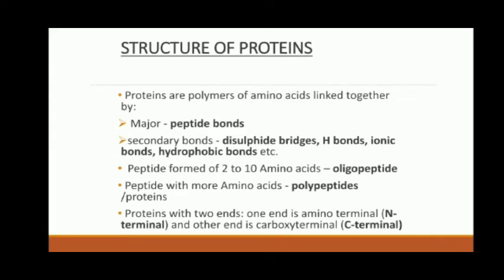As you know, proteins are biological molecules formed by the polymerization of amino acids. So proteins are polymers of amino acids. Many amino acids are linked together by many bonds. Mainly the bond is the peptide bond. But some other secondary bonds also help the formation of protein structure, that are disulfide bridges, hydrogen bonds, ionic bonds, hydrophobic bonds, etc.